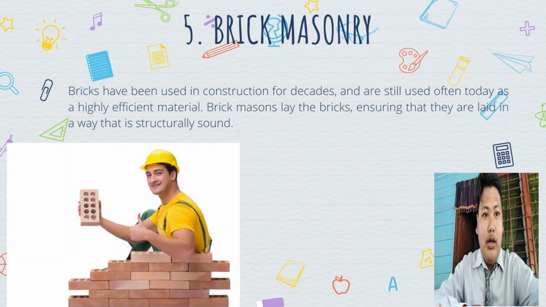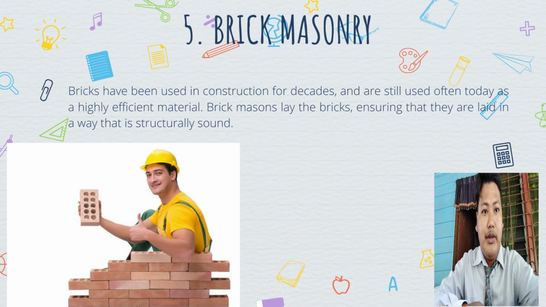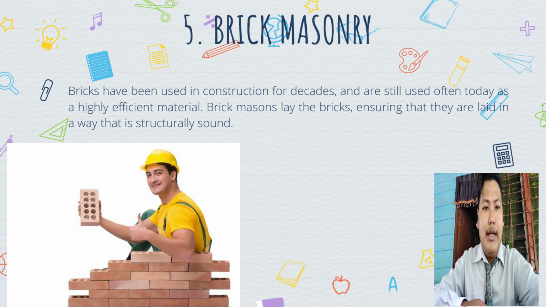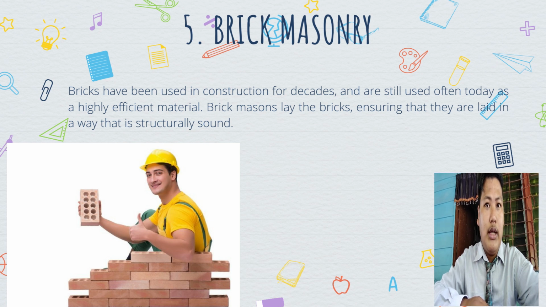The fifth activity during the construction project is brick masonry. Brick masonry has been used in construction for decades and is still used often today as a highly efficient material. Brick masons lay the bricks, ensuring that they are laid in a way that is structurally sound. For example, laying one brick directly on top of another allows cracks to go along the entire wall. If the bricks are offset, as you will see, it makes cracking of the mortar less likely.